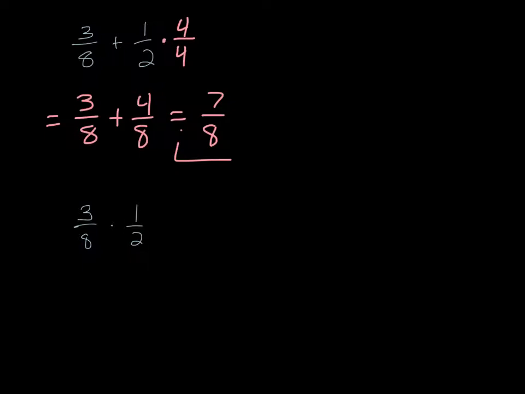When we're multiplying two fractions, we don't have to worry ourselves about finding a common denominator. Instead, what we do is we just multiply straight across. And so if I was going to multiply 3/8 by 1/2, I would just get 3/16.